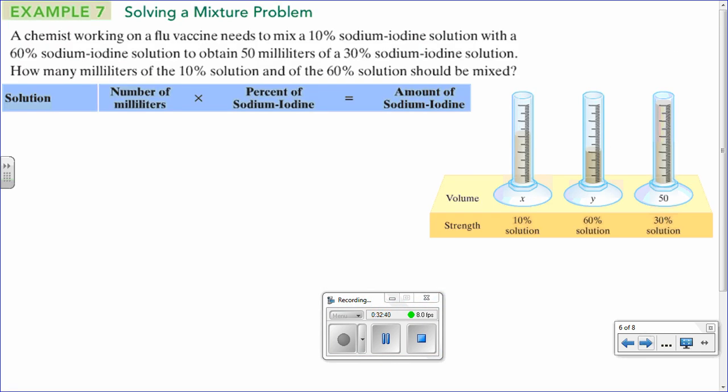Now we have a mixture problem, and we have a chemist working on a flu vaccine, who needs to mix a 10% sodium iodine solution with a 60% sodium iodine solution. So we have a 10% concentration, 60% concentration. And he needs to mix those two to obtain 15 milliliters. So we don't know if it's 25 milliliters from one, 25 from the other. But what we know is that they want to have a 30% concentration coming from the mixture.